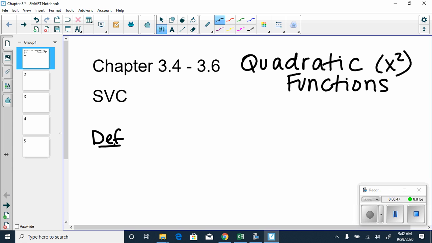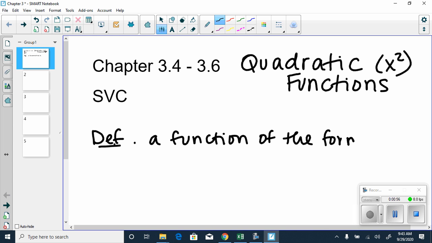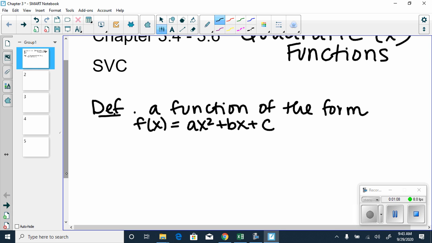So a quadratic function is a function of the form, and I'll use f of x notation just so you get used to it. Remember, it's the same thing as y. f(x) = ax squared plus bx plus c. a cannot be 0, and a, b, and c are all real numbers. Okay, so that is kind of the idea. This is actually called standard form.